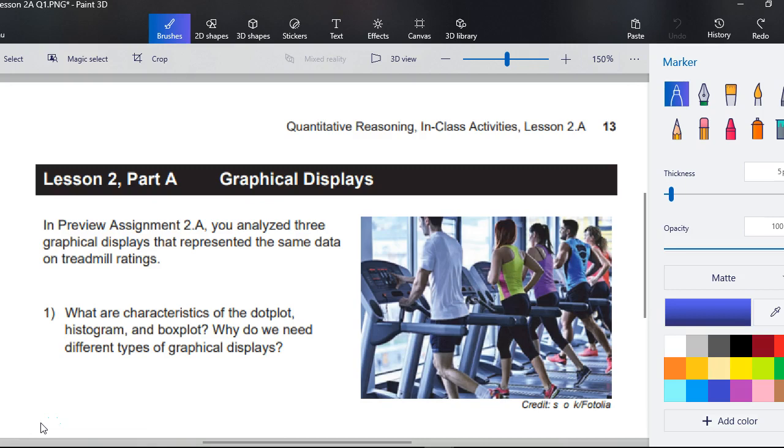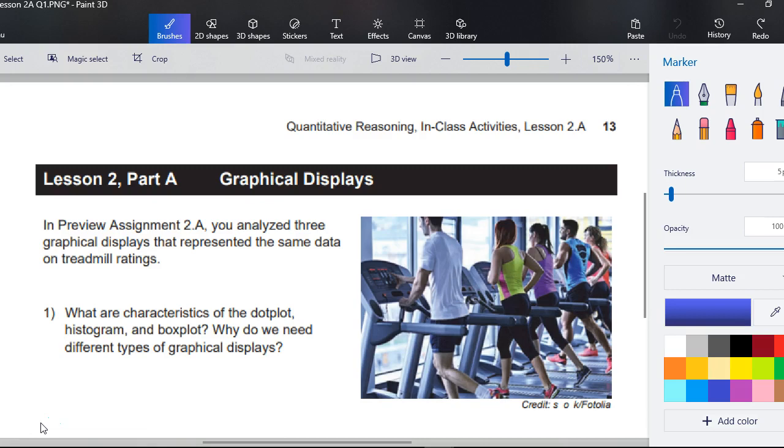It does mention that in preview 2A, you analyzed three graphical displays that represented the same data on treadmill ratings. It then asks you to write down what are some characteristics of the dot plot, the histogram, and the box plot, and why do we need different types of graphical displays. As in our previous lesson, this is a good time to hit pause, jot down your thoughts, and then come right back and we'll answer one and keep going.